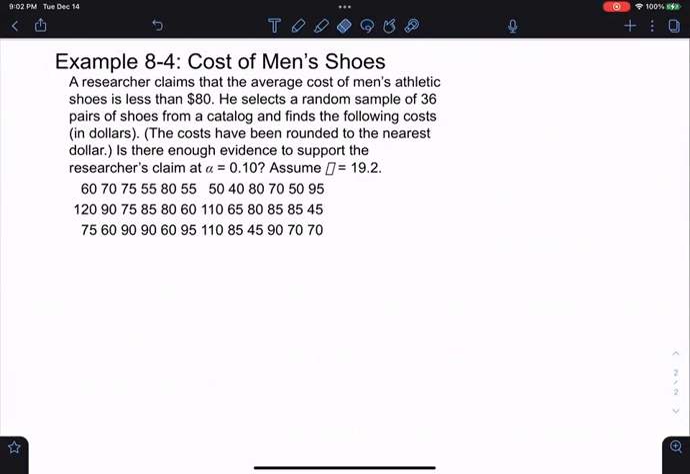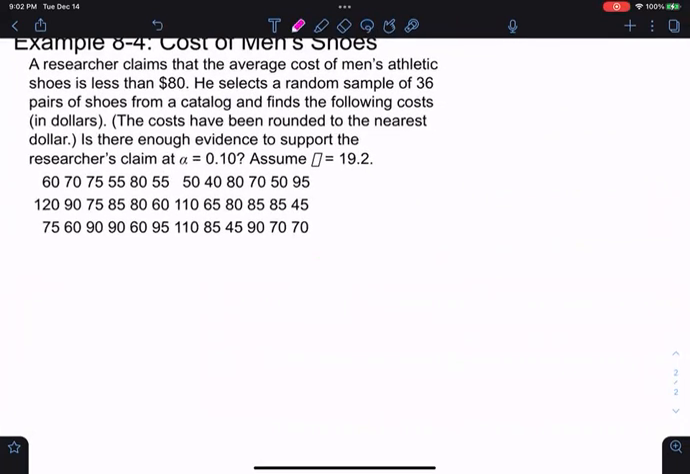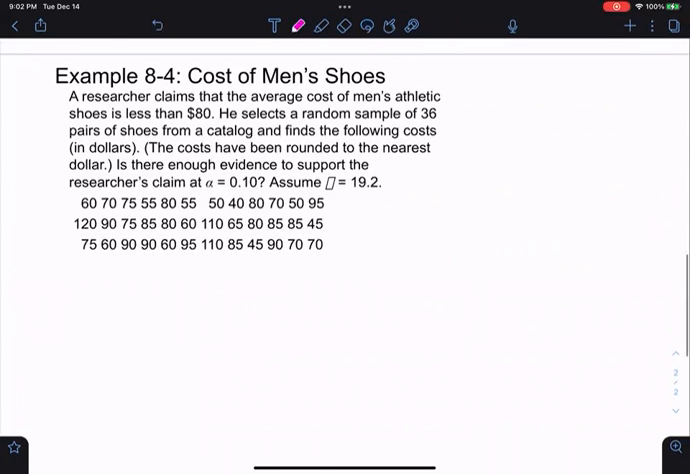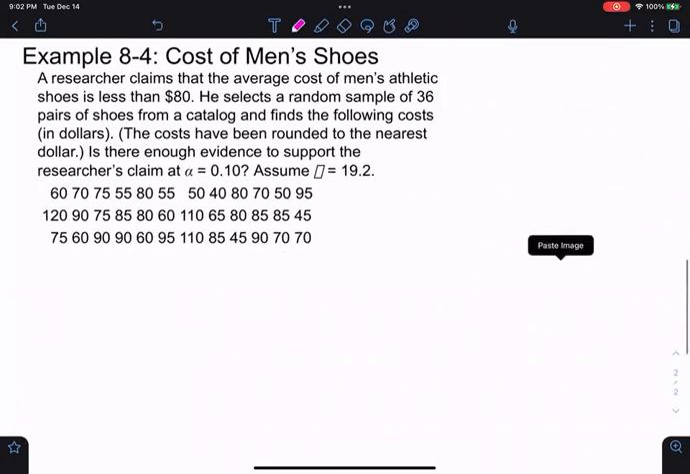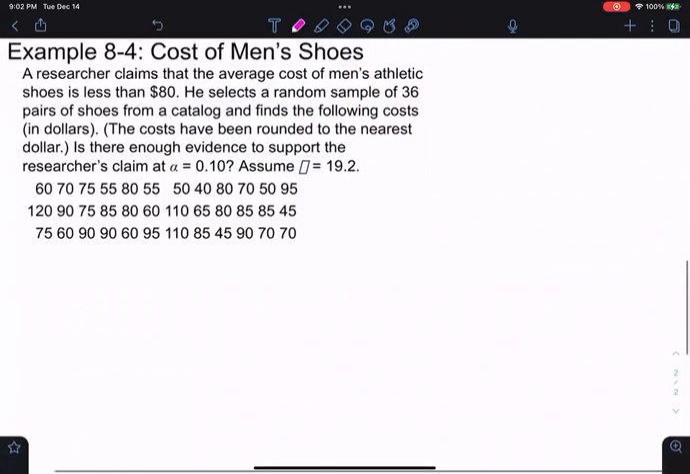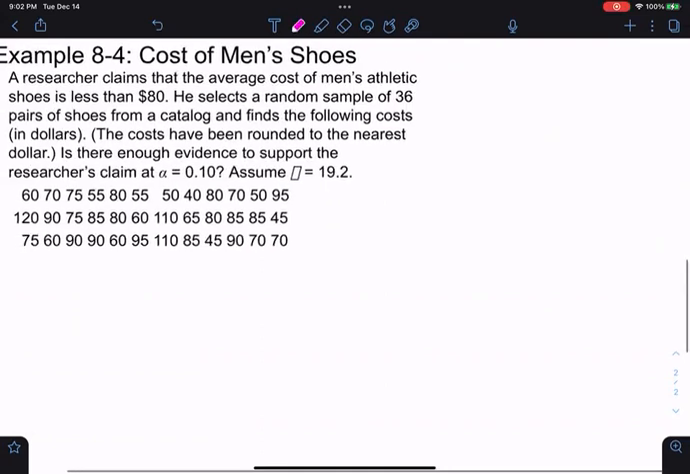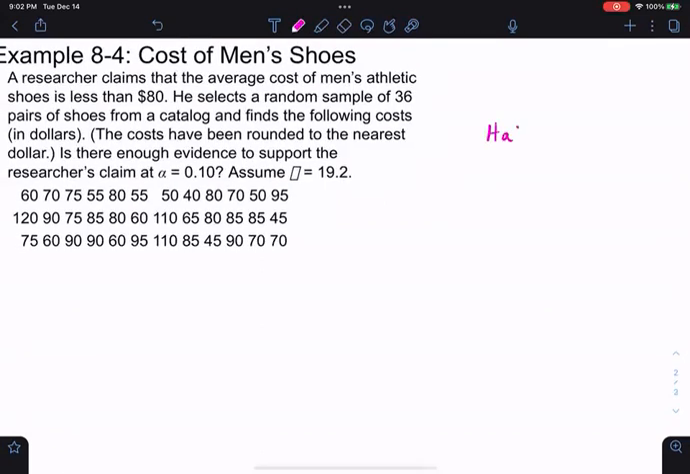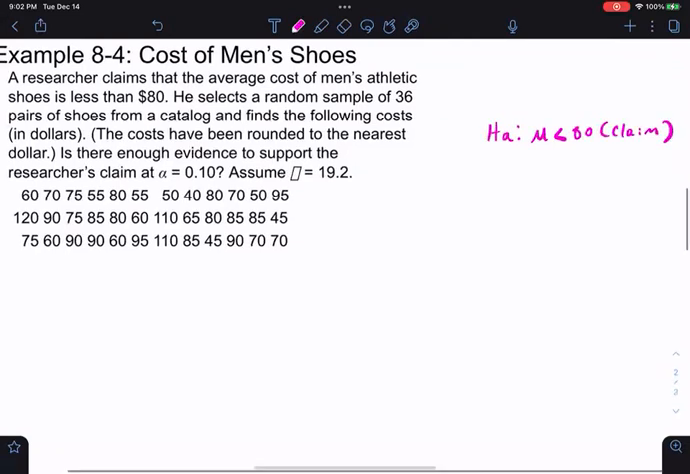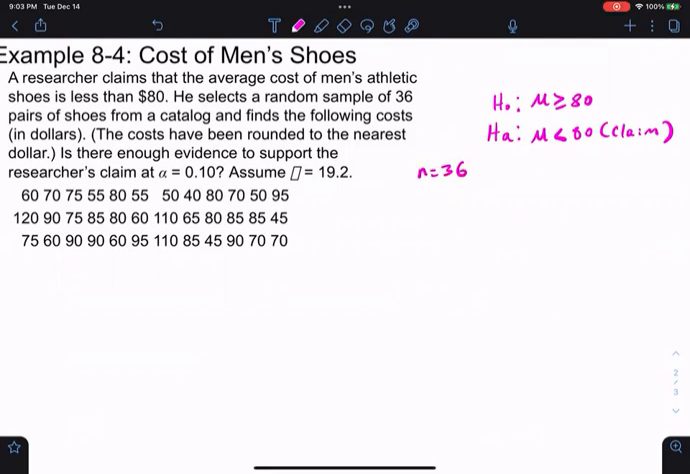So here they said a researcher claims that the average cost of men's athletic shoes is less than $80, right? So you know what the claim is: less than $80. That should be the claim, which is your alternative, and the null should be greater than or equal to 80, right? He selects a random sample of 36, so we can use the z-test, right?